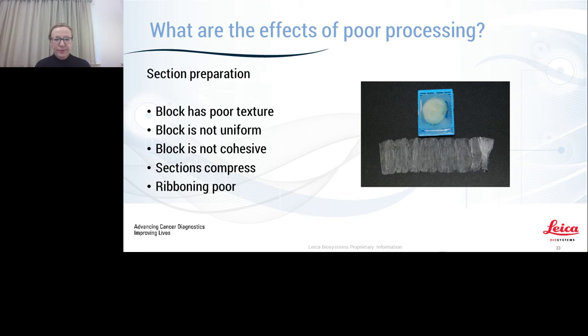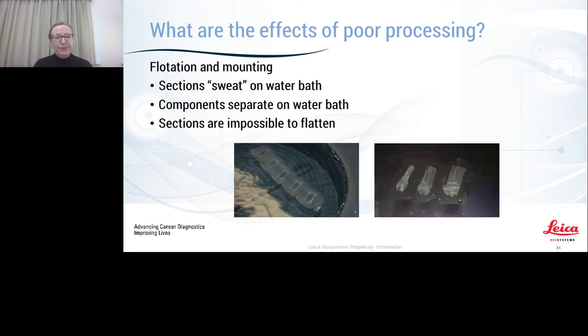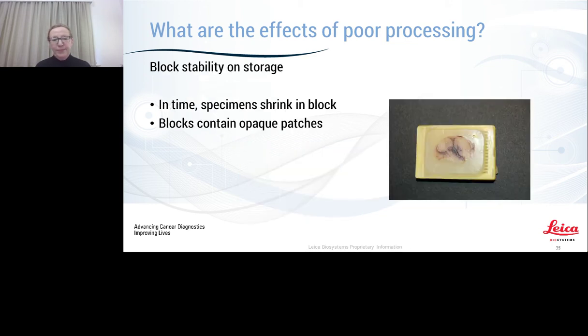So what you might see is, when you're preparing your section, that the block has poor texture, that it's not uniform, it's not cohesive, the sections might compress, or the ribboning might be poor. Again, this is not the microtome, this is the processing. You might see when you are floating out your tissue that the sections sweat on the water bath, the components separate on the water bath, or that the sections are impossible to flatten. You may also see that the block stability reduces on storage, so that the specimens start to shrink in the block, or the block contains opaque patches, which means that there's still some residue solvent left in the block.